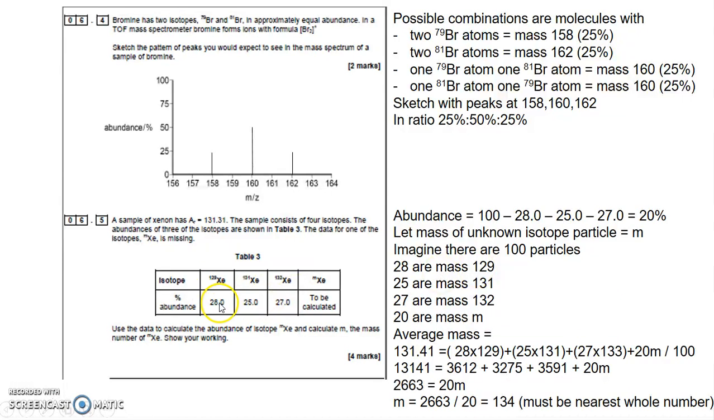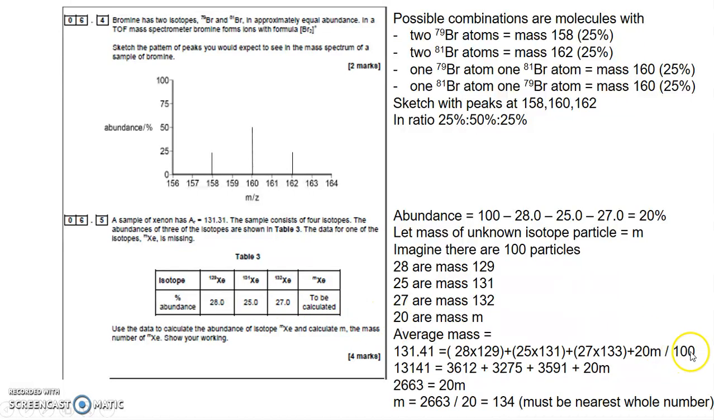So I've got 28 particles, mass 129, so 28 times 129 tells me the total mass of these particles. I've got 25 particles, mass 131, so if I multiply 25 by 131, it'll give me the mass of all of these particles. I've got 27 particles, mass 132, if I multiply 27 particles, each of a mass 132 together, it will give me the mass of all of these particles. I don't know the mass of these particles, but I know that I've got 20 of them. So 20 multiplied by the mass, which we're calling m, is 20 times m. Now all of these total masses added together is the total mass of all of the 100 particles.